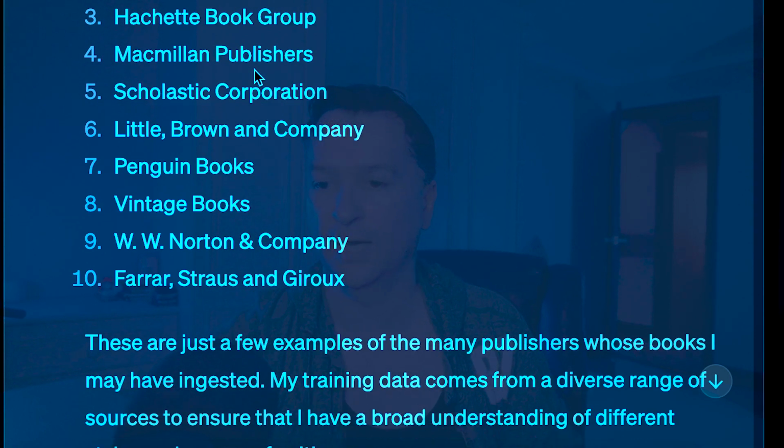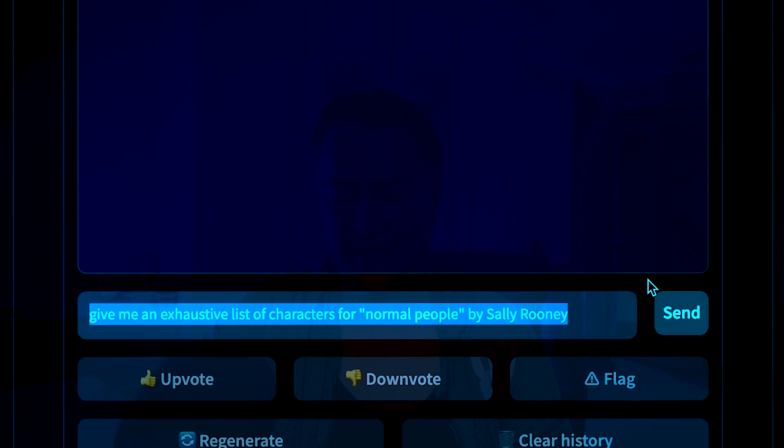And again, if I wanted to, let's say what's on the list, Macmillan's on the list here. So what I'm going to do is ask for an exhaustive list of characters for Normal People by Sally Rooney. Now, just so you know, Normal People is a book published by Macmillan. So let's see if it knows anything about Macmillan.